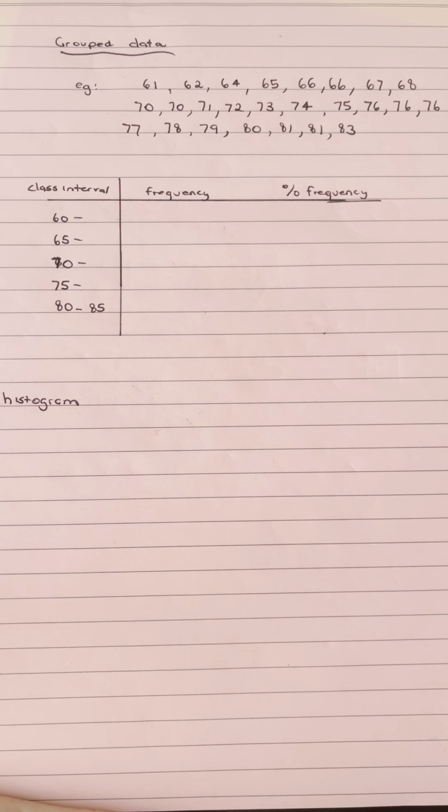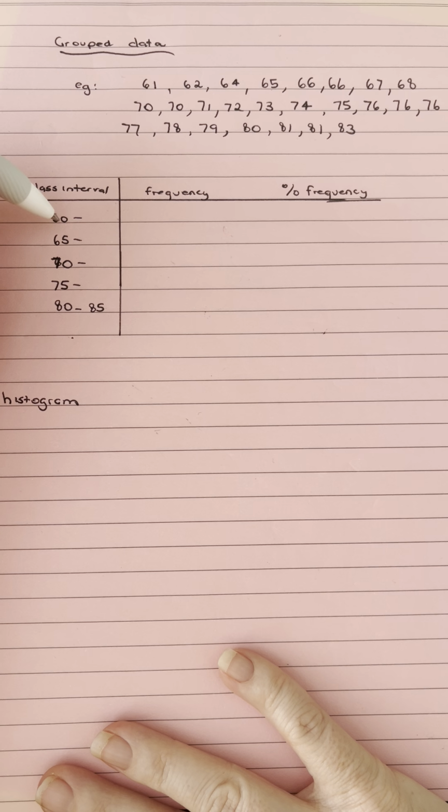Since our smallest number is 61, we're going to go 60 up to 64, 65 to 69, 70 to 74, 75 to 79, and 80 to 85. The reason we put the 5 there is just because there's no grouping after that. So here we're going to look and see how many numbers we've got between 60 but less than 65. So we've got 1, 2, 3. So our frequency is 3 there.